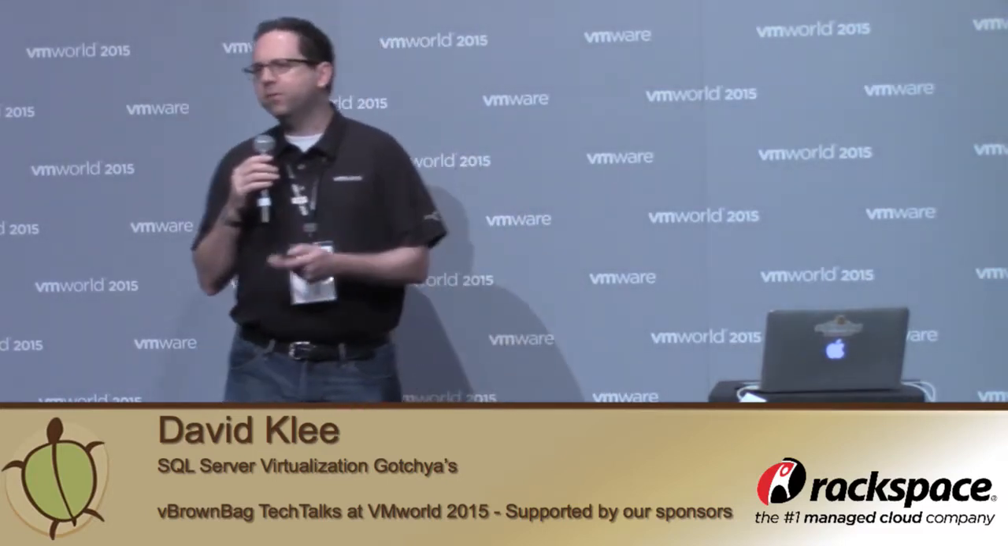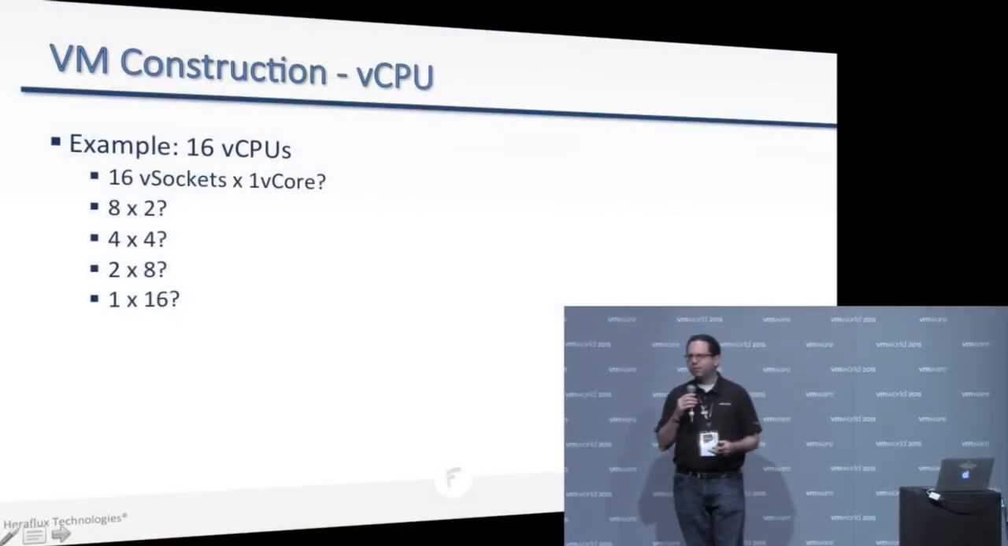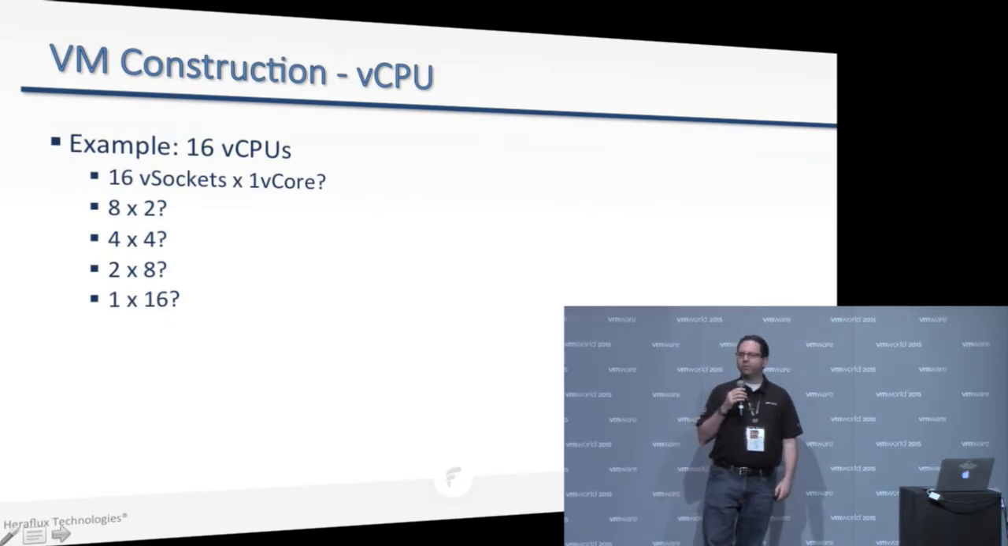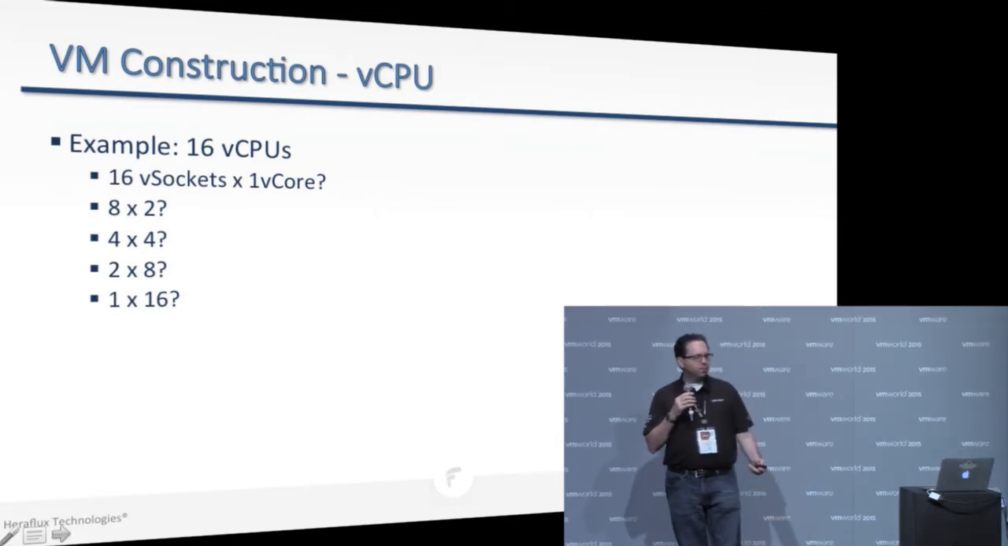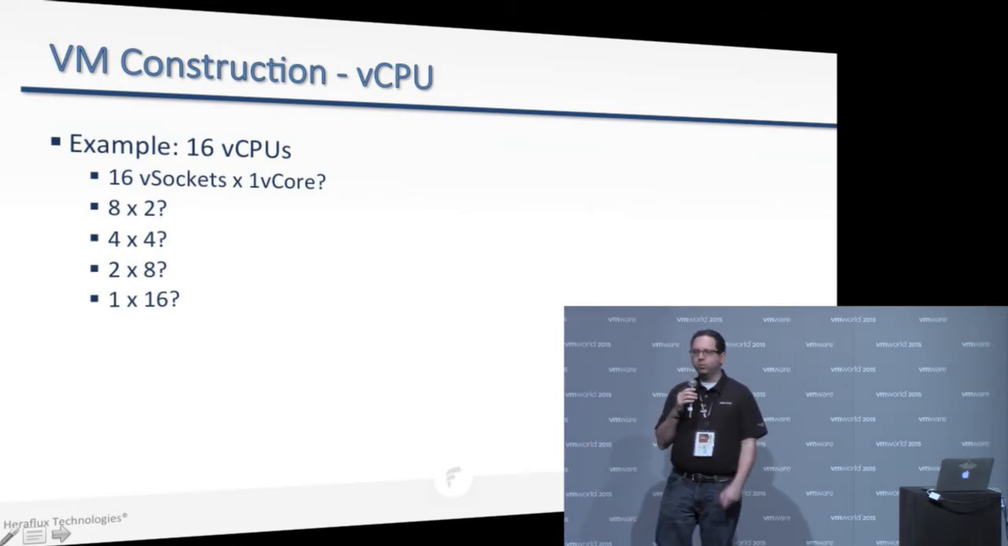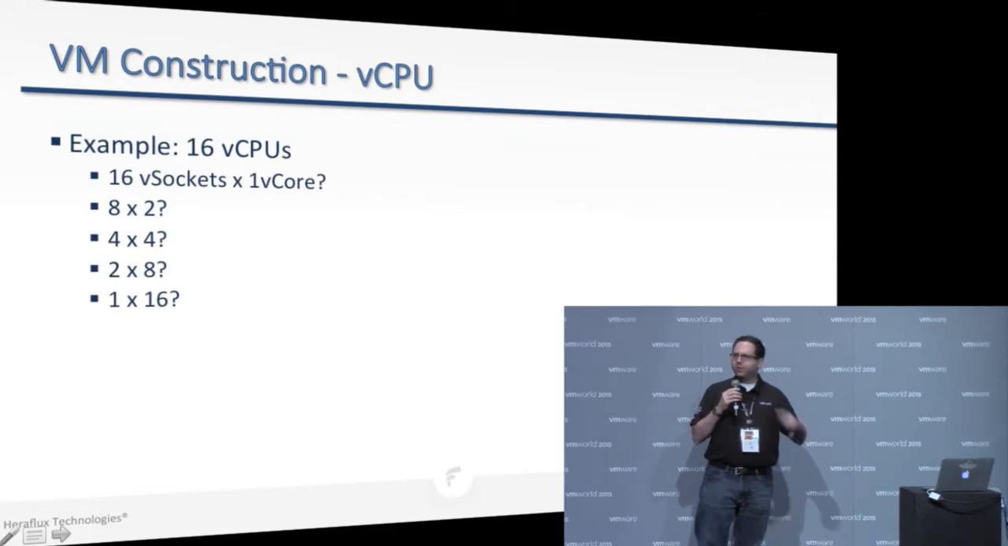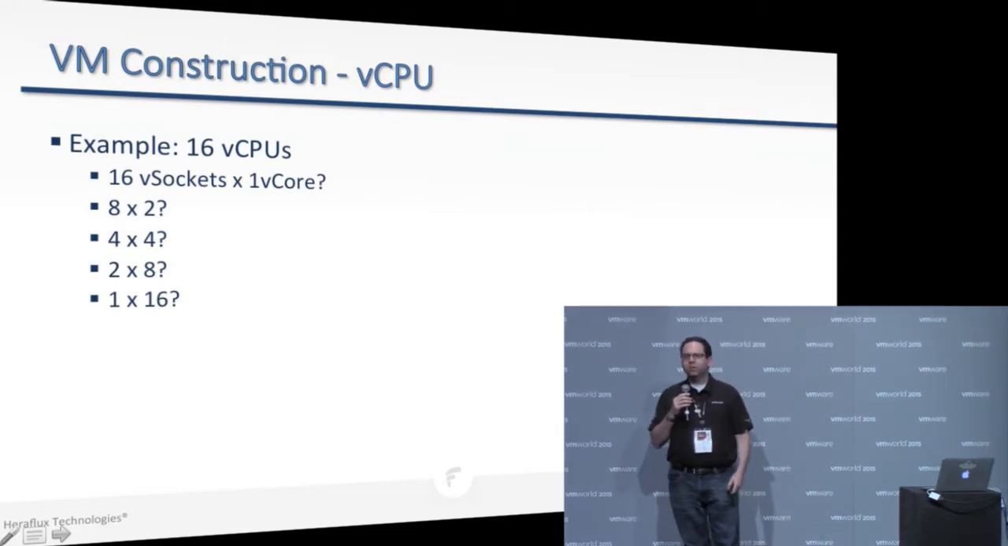So what do I mean by this? Let's say you've gone through and you've looked at all the performance numbers, and you can tell that you need 16 CPUs to run that database. Okay, well, what's the best configuration? 16 sockets, each with 1 core, 8 sockets, each with 2 cores, all the way down. Well, what do you think? Do you think it matters?